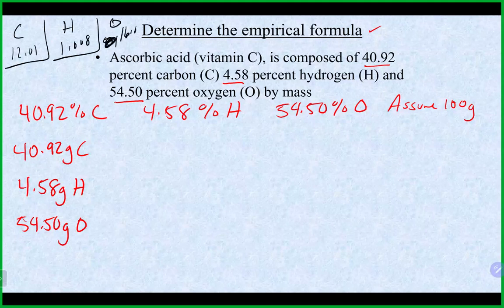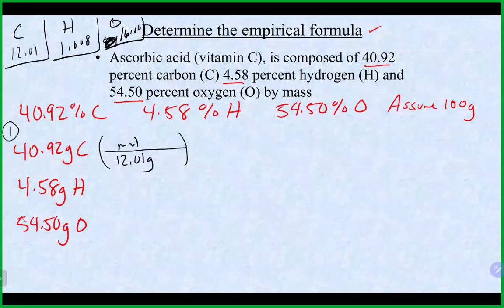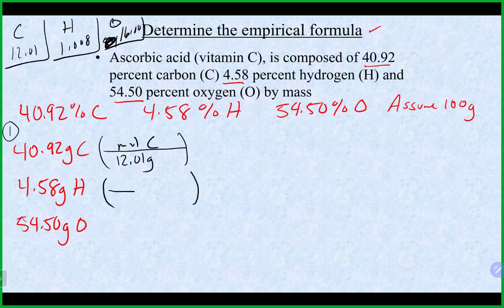That's 16. And use the molar mass from the periodic table. So that's the next thing I'm going to do. I basically want to get everybody into grams, then convert into moles. So 12.01 grams per mole for carbon, from the periodic table. For hydrogen, it's 1.008 grams per mole. And for oxygen, it is 16 grams per mole.